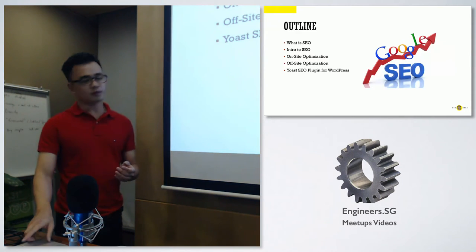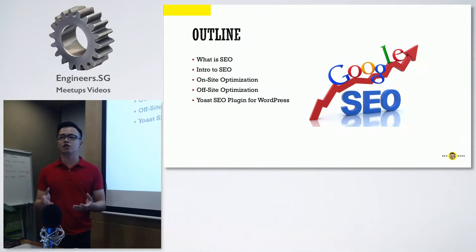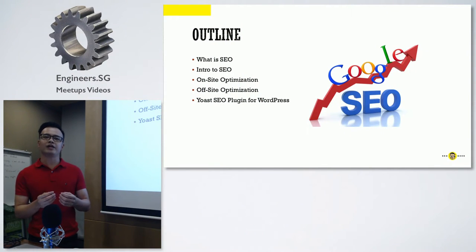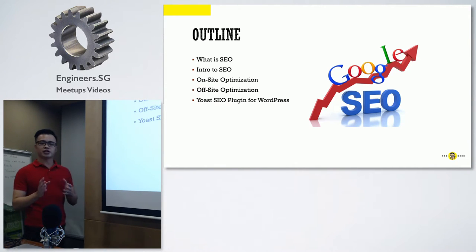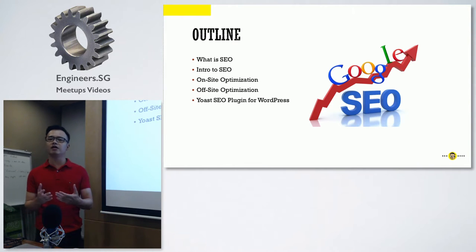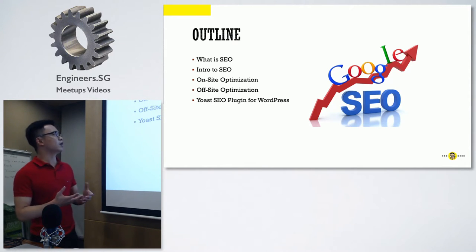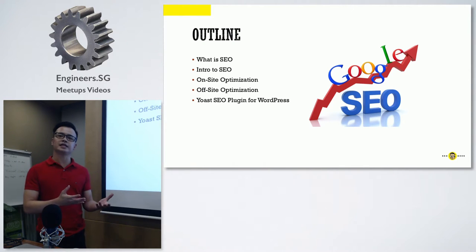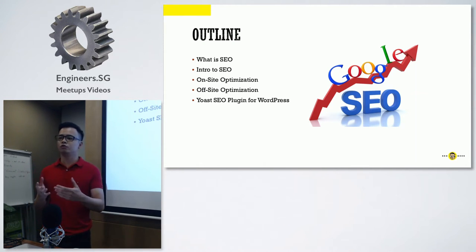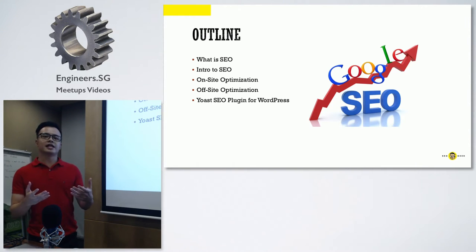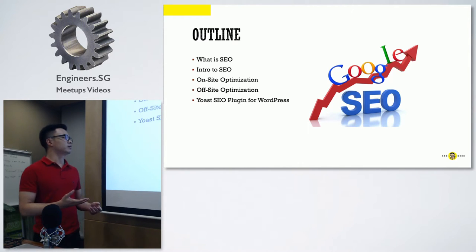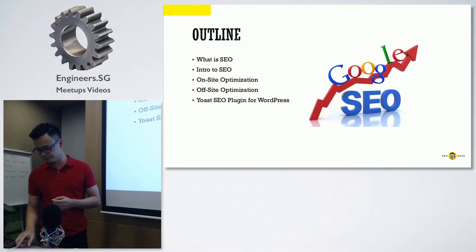So, a quick outline. Roughly, what is SEO? I assume most of you here have a minimal or basic understanding of SEO. If you are professionals, this will be boring to you, so hopefully no professionals around. Then a quick introduction to the history of SEO, how it came about, and what it is about. On-site SEO, which is what you can do on a WordPress site. Off-site SEO, what you can do for link building, how to send links towards your website, and why links are relevant. And I'll talk about using an SEO plugin for WordPress.